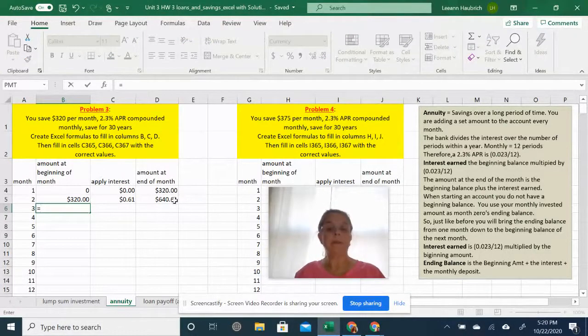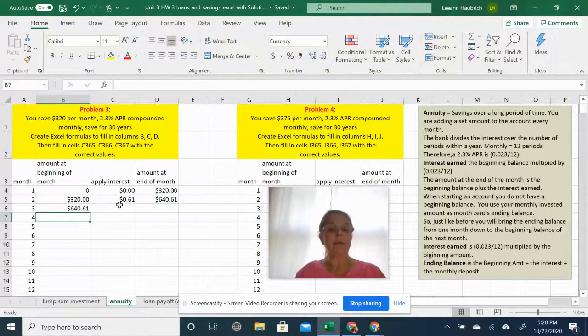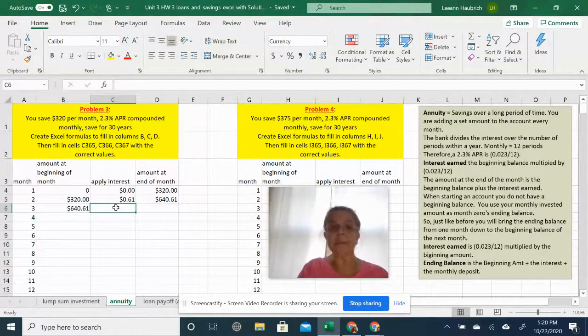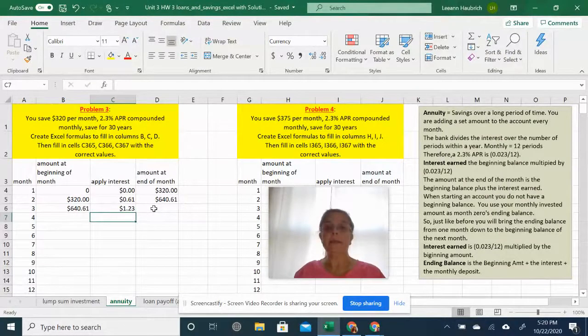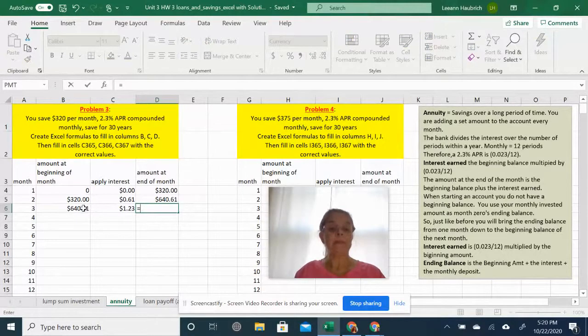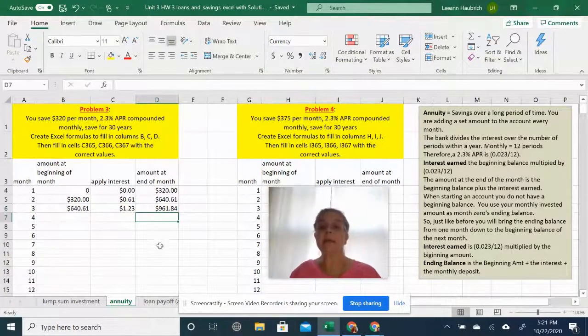Equals the previous month. Enter. The interest earned is going to equal our annual percentage rate, 0.023 divided by 12 times the beginning amount of money in the account. And now again, to get the ending amount, it's going to equal the beginning amount plus the interest earned plus another $320 that we're putting into the account.